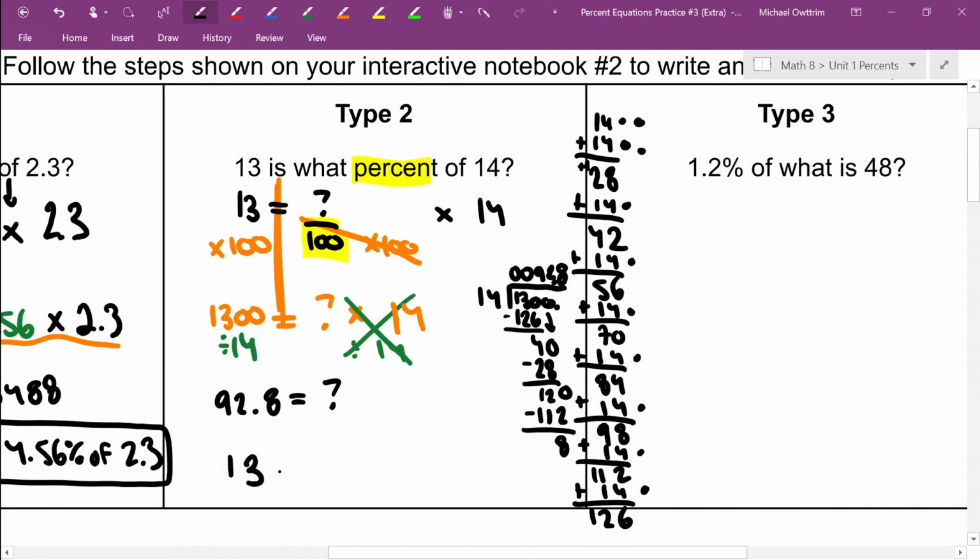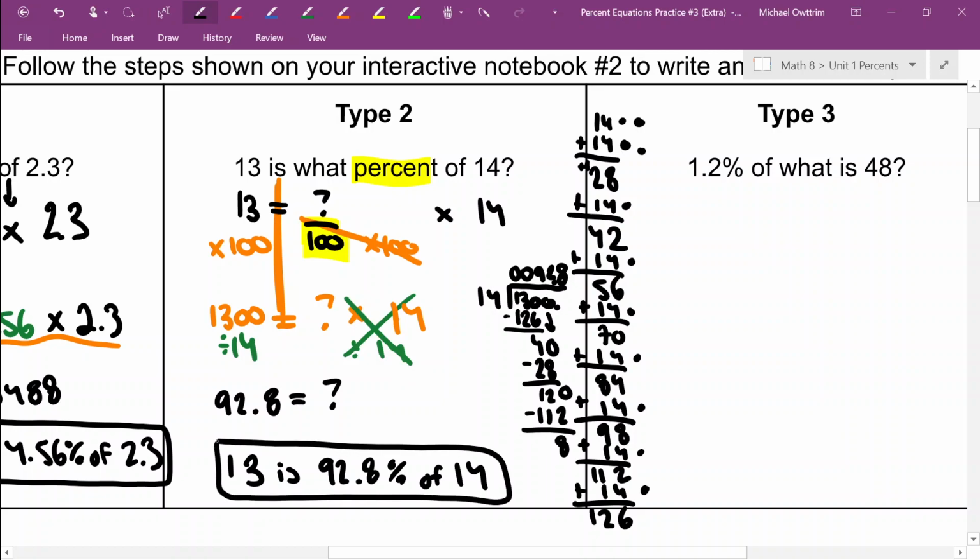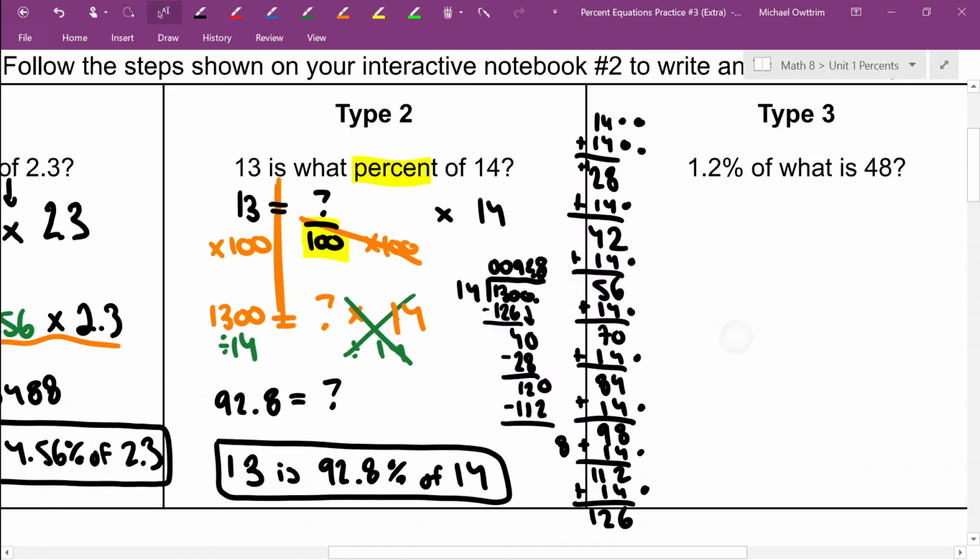And so I can conclude that 13 is 92.8% of 14. Is that the easiest long division to do? No, but we can solve it out using our skills that we know. Move that 8 over as well there.